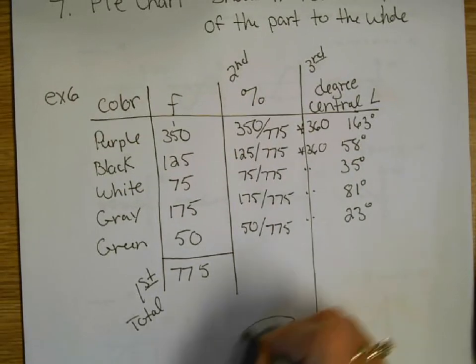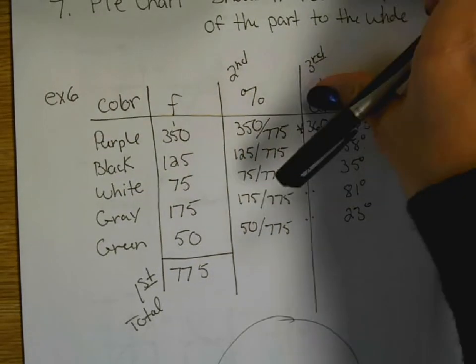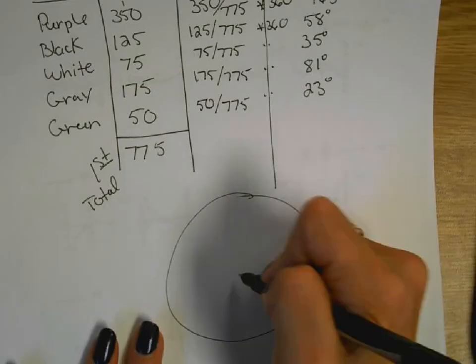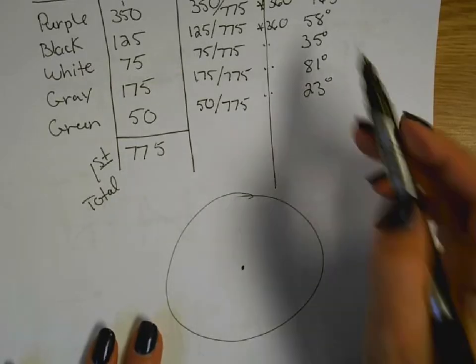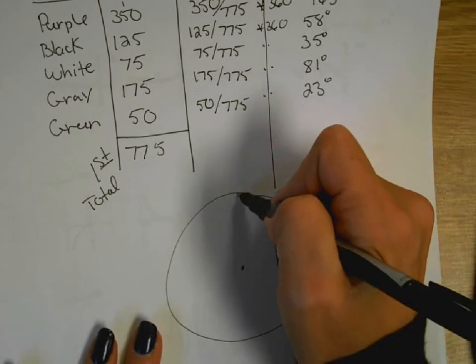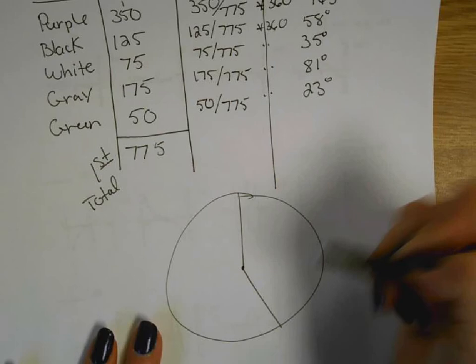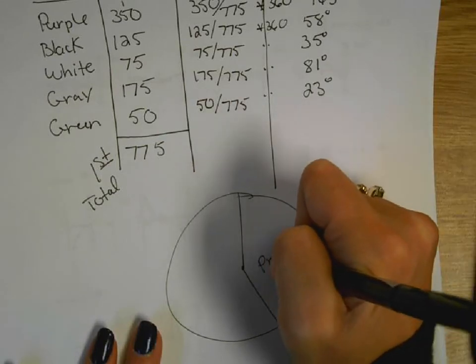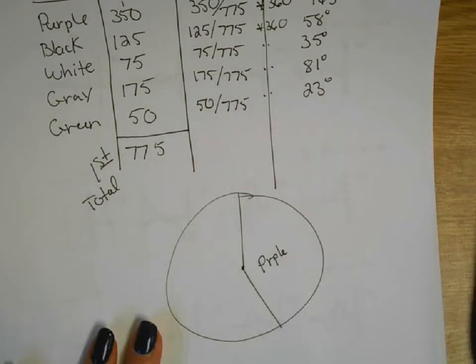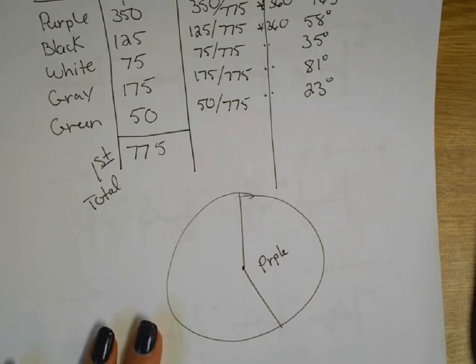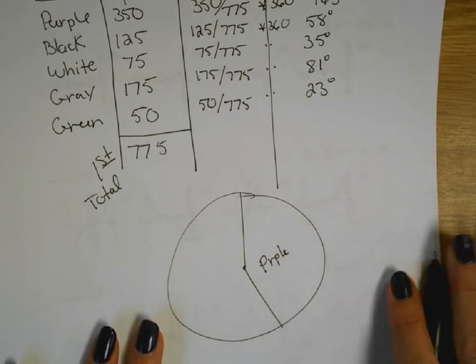And if you actually took the time, you could make each piece. So 163 degrees, we know 180 is going to be straight down, maybe like that for purple. And then just keep adding on the rest of them. I'm not going to take the time to do that. But that ends our second section.